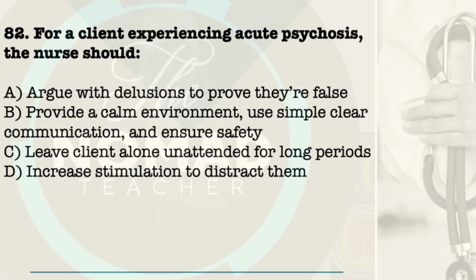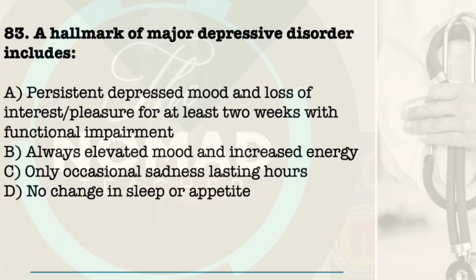82. For a client experiencing acute psychosis, the nurse should: A. Argue with delusions to prove they are false. B. Provide a calm environment, use simple, clear communication, and ensure safety. C. Leave client alone unattended for long periods. D. Increase stimulation to distract them.